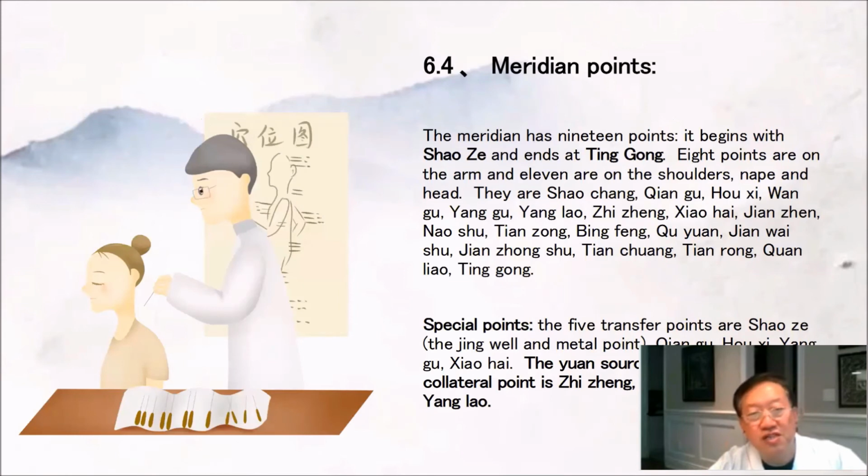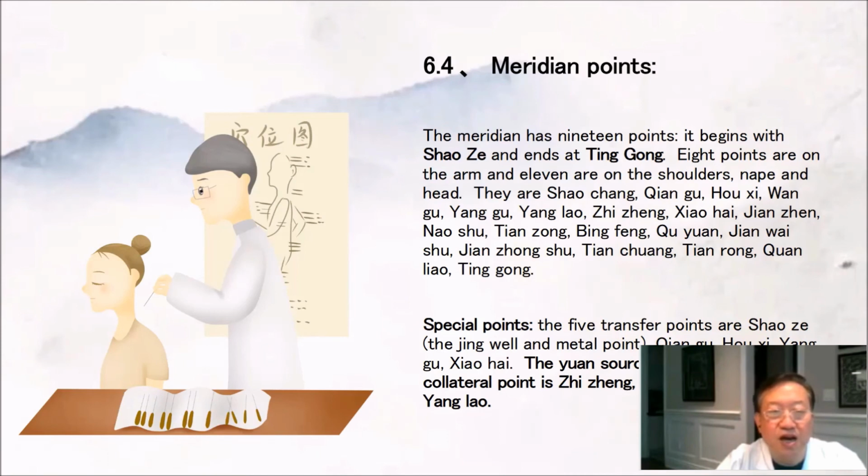6.4 Meridian Points. The meridian has 19 points. It begins with Shaoze and ends at Tiangong. 8 points are on the upper arm and 11 are on the shoulder, nape, and head. They are Xiaochang, Qiangu, Houxi, Wangu, Yanggu, Yanglao, Zhizheng, Xiaohai, Jianzhan, Naoshu, Tianzong, Bingfeng, Chuyuan, Jianwai, Jianwaishu, Jianzhongshu, Tianchuang, Tianrong, Chuanliao, and Tiangong.